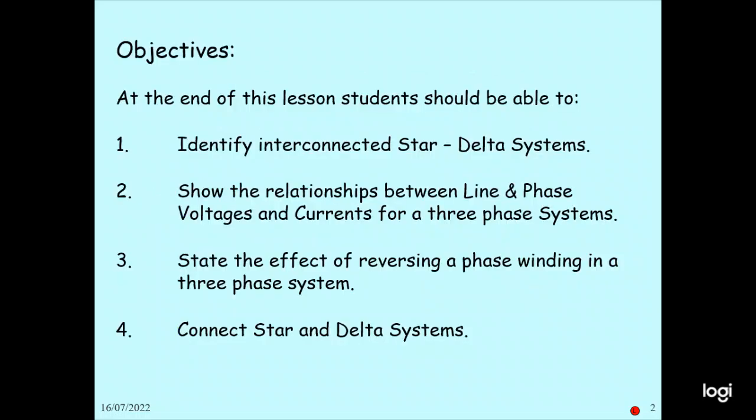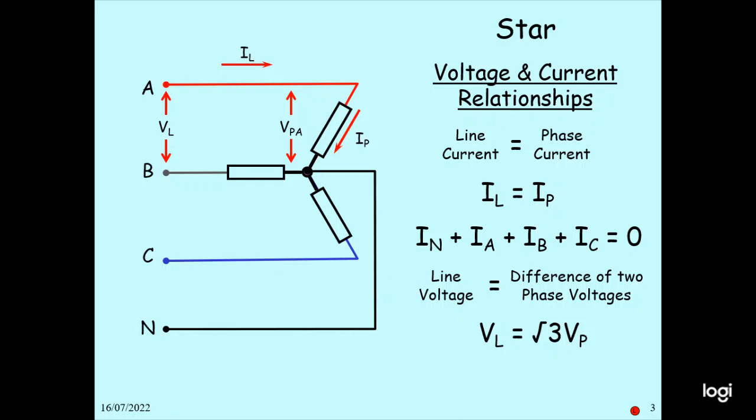In this lesson, students should be able to identify interconnected star delta systems, show the relationships between the line and phase voltage and the current for a three-phase system, and take the effect of the phase windings in the three-phase system connected in star delta. So in this case, this is a star connection. The voltage and current relationship is that the line current equals the phase current.